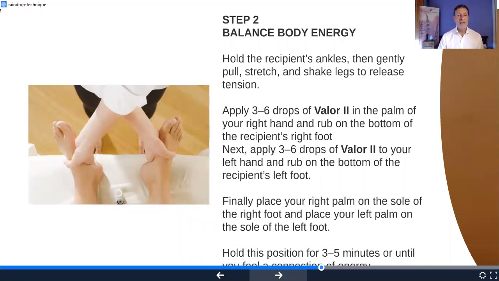As you can see, first of all, we are working on the feet. And with Valor 2, we are balancing the body in this position. I will show you just a few, because it takes too much time to explain. Just let you know that the raindrop technique is an amazing technique, and if you need more information, you will see me in the future courses.